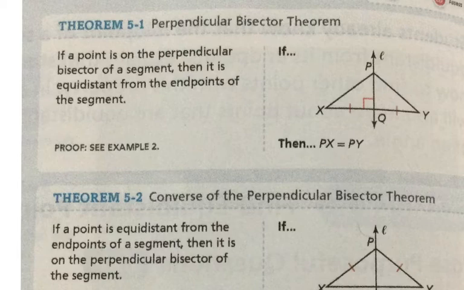Well, think back to our triangles. Can I say that these two triangles are congruent? By side, angle, side. So because the triangles are congruent, then each part is also congruent.